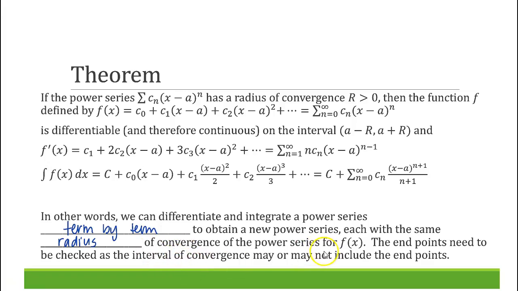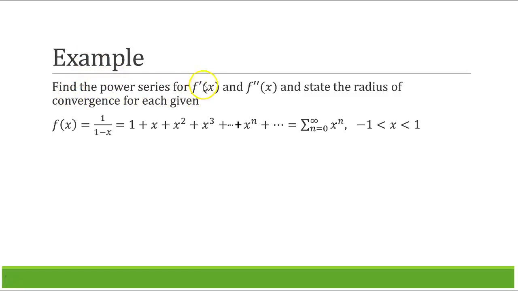Because the interval of convergence may or may not include the endpoints. In this example, we want to find the power series for f prime of x and f double prime of x and state the radius of convergence for each, given that f of x is equal to 1 over 1 minus x, which we know can be represented by the power series 1 plus x plus x squared, in general, the sum of n equals 0 to infinity of x to the n. But we know that this power series only represents 1 over 1 minus x on its interval of convergence from negative 1 to 1. So that means that the radius of convergence is r equals 1 for this power series.